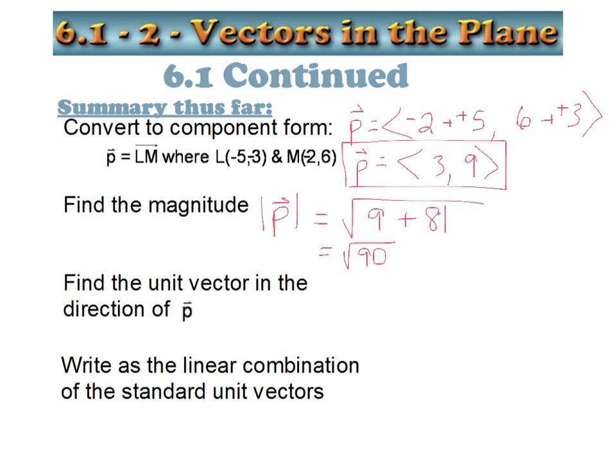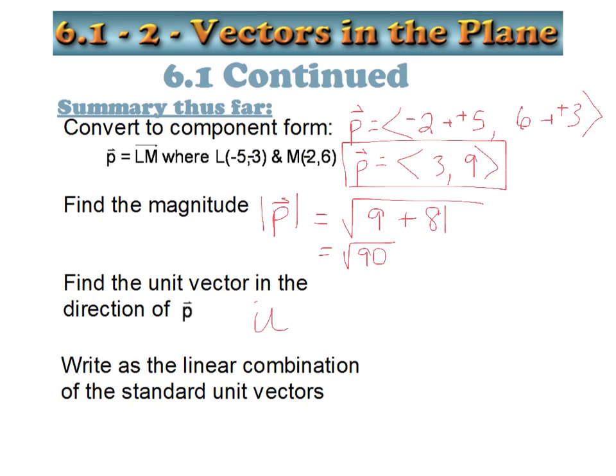The next one is find the unit vector in the direction of vector p. Well, I just found out that vector p is the square root of 90 units long. That's almost somewhere between 9 or 10 units long. That's not a unit vector. A unit vector is only 1 unit long, so this vector is way too long. Remember, to find the unit vector, you take the vector you have and divide it by its magnitude, and then you'll get it down to a magnitude of 1.